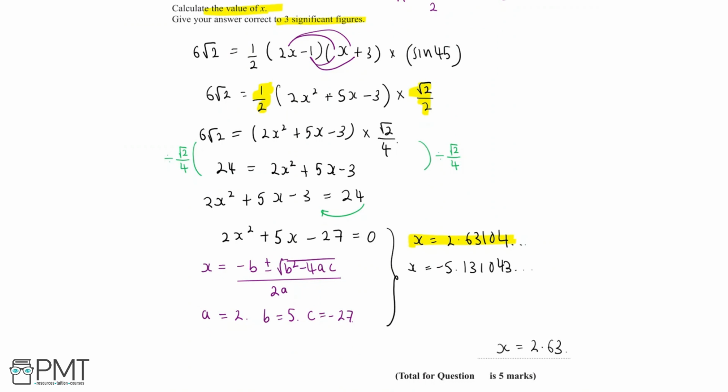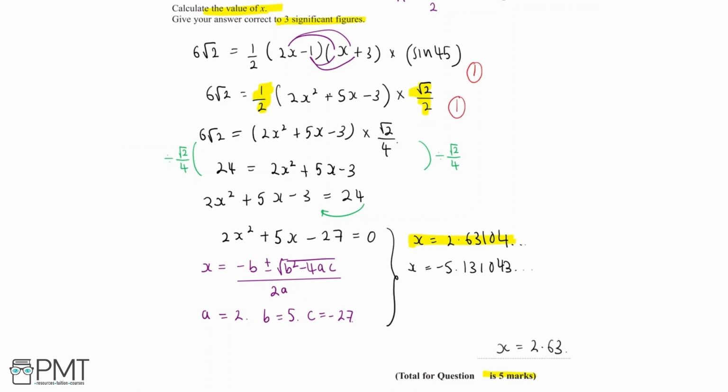Now this question is worth 5 marks, so let's take a look at where these marks are allocated. The first mark is for setting up the expression 6 root 2 is equal to half multiplied by x plus 3 multiplied by 2x minus 1 multiplied by sine 45. Now the second mark is for expanding the brackets in the expression, and so we expanded 2x minus 1 multiplied by x plus 3 and for getting 2x squared plus 5x minus 3.